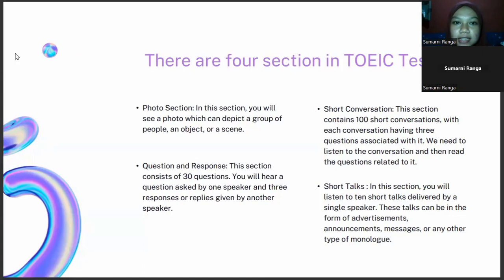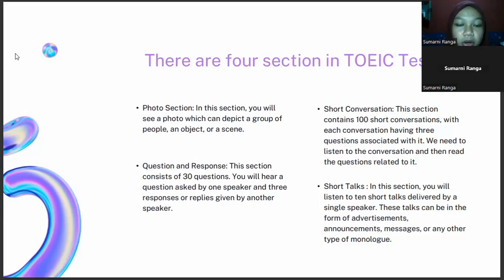So the next point is there are 4 sections in the TOEIC test. Number 1 is the photo section. Number 2 is question and response. Number 3 is short conversation. And number 4 is short talks. Now, photo section. In this section, you will see a photo which can depict a group of people, an object or scene.